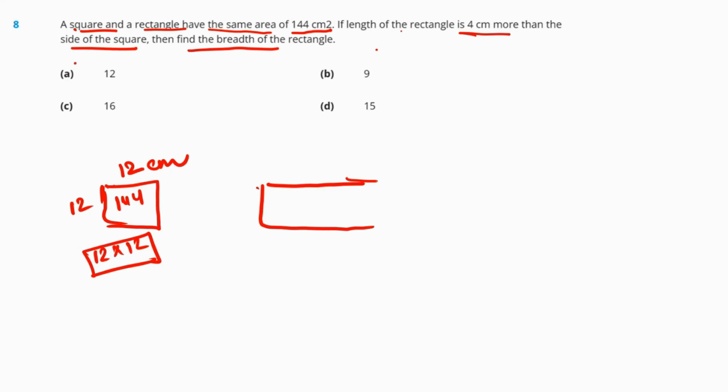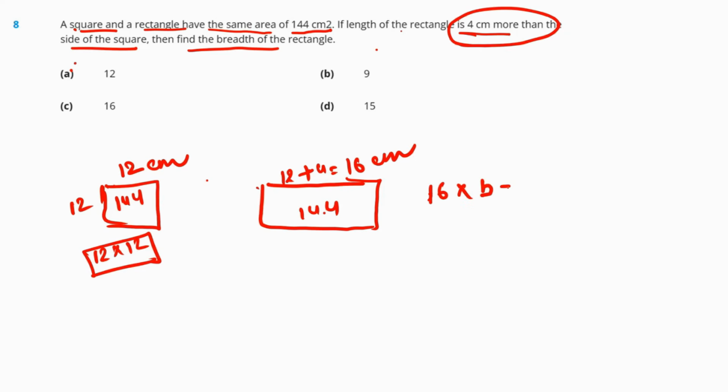also has an area of 144. Its side is 4 centimeters more than the side of the square. So 12 plus 4, its side is 16 centimeters. Now, what gives you the area of a rectangle? Length, which is 16, times breadth, which we have to find, which is unknown. So 16 times B should equal 144. So breadth is 144 divided by 16. When we divide 144 by 16, we get 9. So 9 centimeters, that's the required answer, option B.